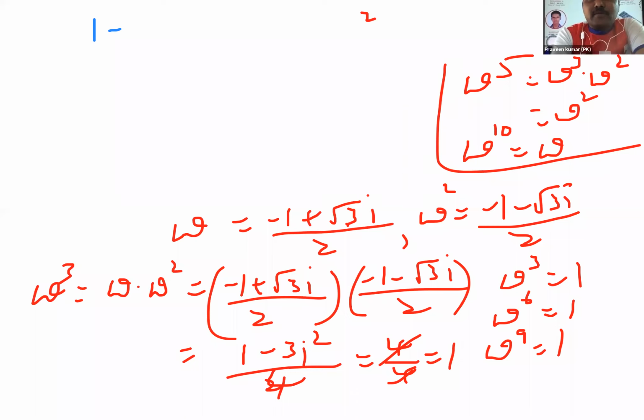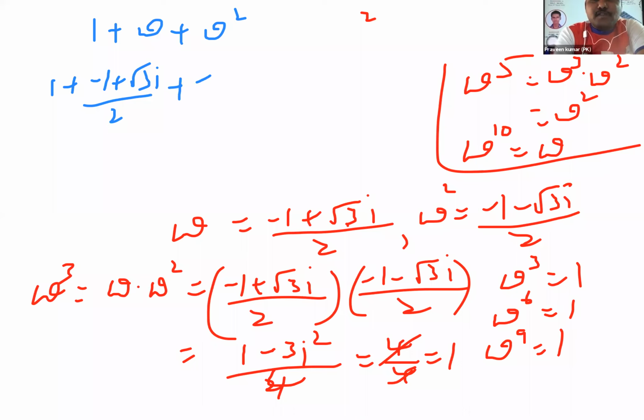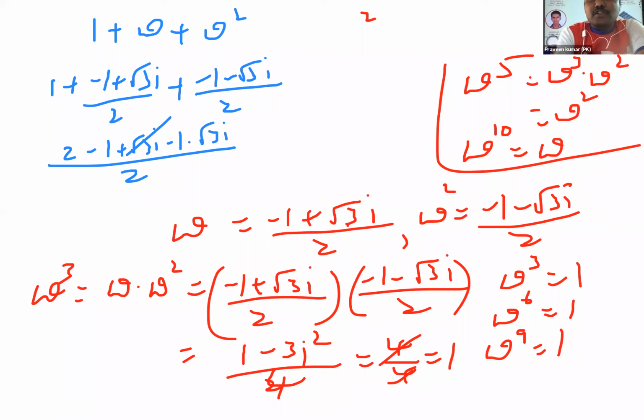Now you can consider 1 plus omega square. 1 plus, what is omega value? Minus 1 plus root 3i by 2. Omega square value? Minus 1 minus root 3i by 2. Take LCM: 2 minus 1 plus root 3i. Root 3 cancels, 0. So 1 plus omega square, how much? 0. Dear students, very, very important. 1 plus omega square, how much? 0. 1 plus omega square value is 0.